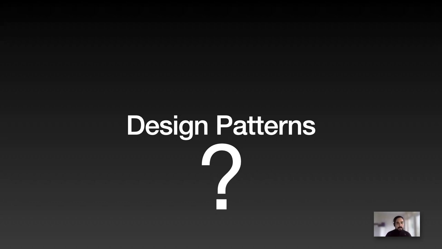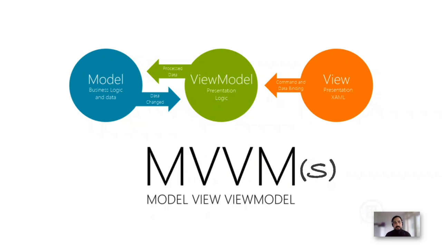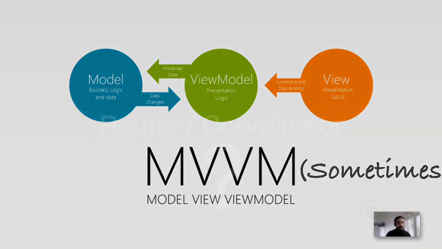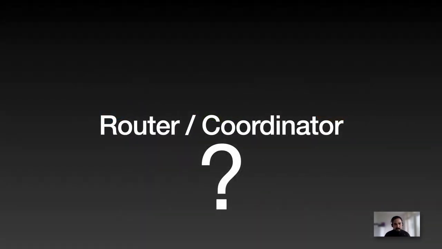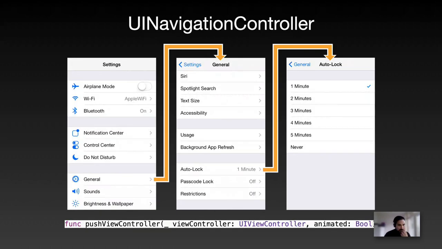Well, that's an easy one. We showed him this picture, MVVM. But what does the S stand for, he asked. Well, the S stands for sometimes. We use MVVM throughout our project, but sometimes, not everywhere. And how about navigation? How do you do that in your app? Can't seem to find any router or coordinator. We use the UINavigationController.